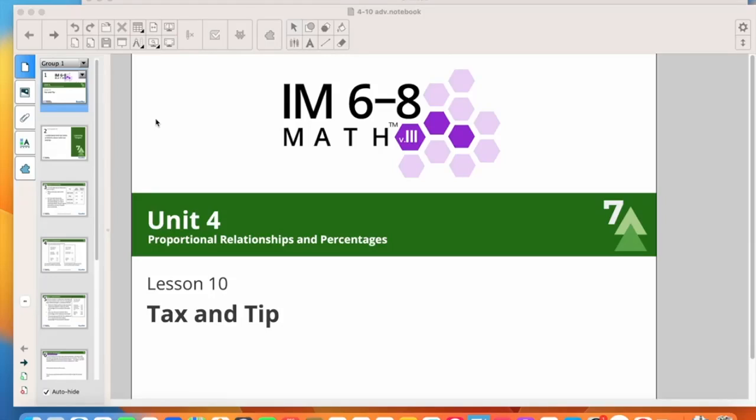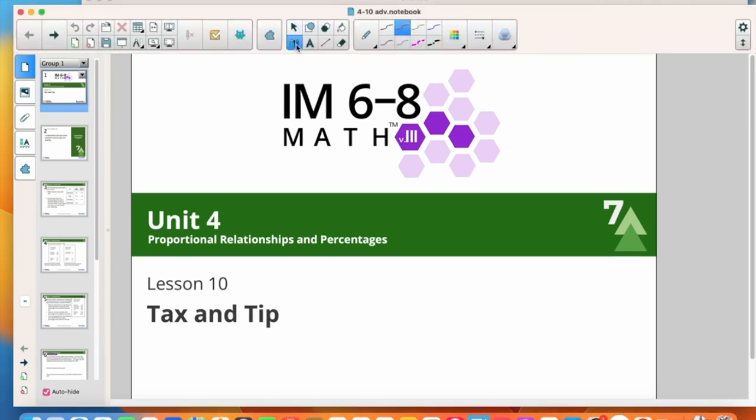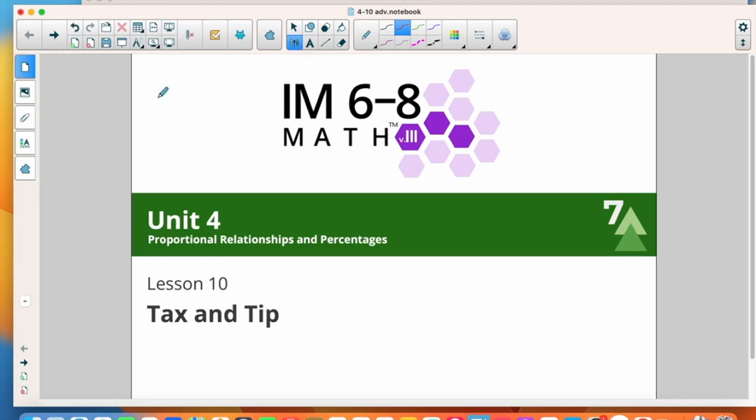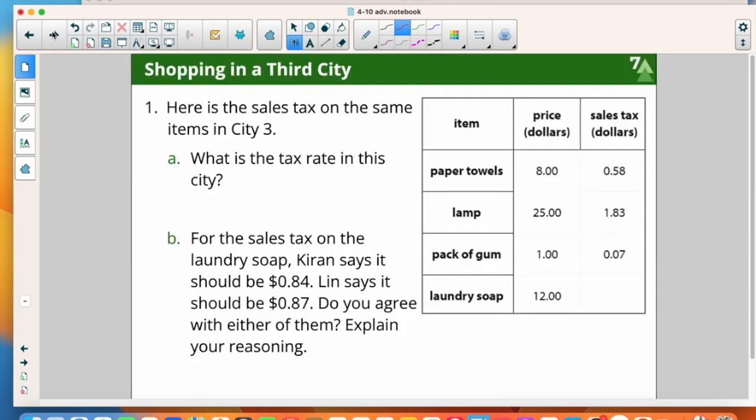Alright, today we're going to look at Lesson 10, Tax and Tip. And remember, tax is an amount that is paid to the government. Tip, sometimes called gratuity, is something we pay for a service that we get, whether we pay it to our server for serving us food at a restaurant, or we pay it to our hairstylist for cutting our hair. We pay for a service.